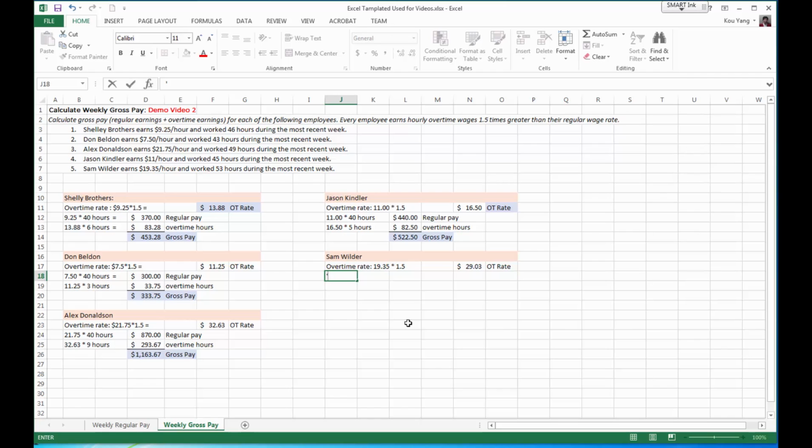His regular pay for the 40 hours will consist of taking $19.35 times the regular 40 hours, for $774 for his regular pay.